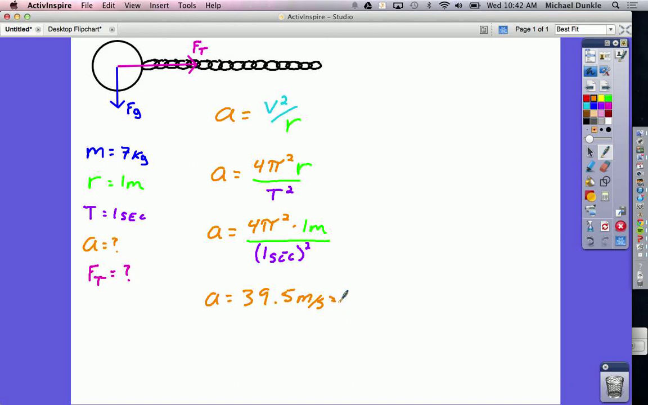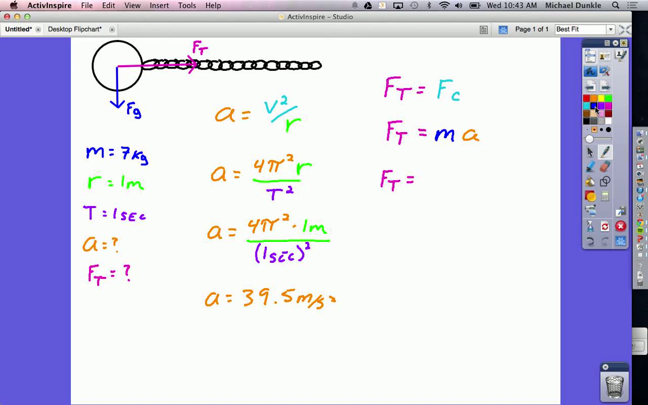Now we're trying to find the force of tension. Well, our force of tension is our centripetal force, which means any equation we have that describes centripetal force is really describing the tension. And we know that the centripetal force is equal to the mass of whatever is going around in a circle multiplied by the acceleration of it as it goes around in the circle. We have both of those numbers.